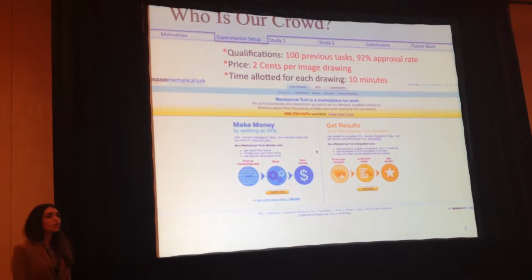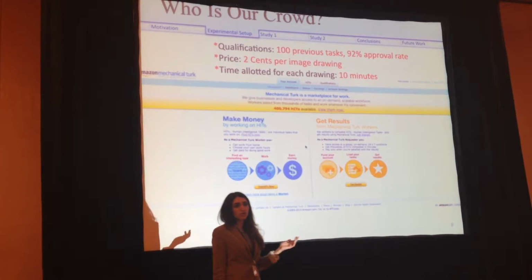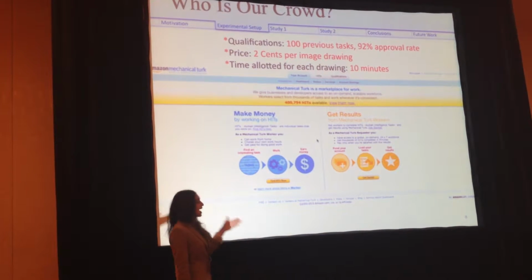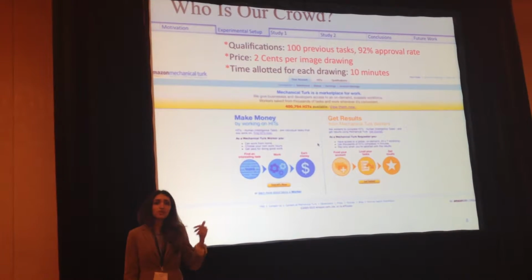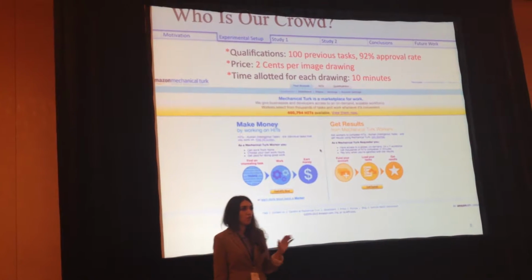So first of all, who is our crowd? We recruited people through Amazon Mechanical Turk, which is a really well-known crowdsourcing platform. We put some qualifications for the workers we were recruiting: 100 previous tasks and a 92 percent approval rate from previous requesters. Also, we paid 2 cents per drawing, and we allotted 10 minutes for each single drawing of an object inside an image.